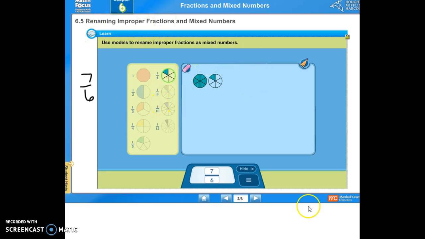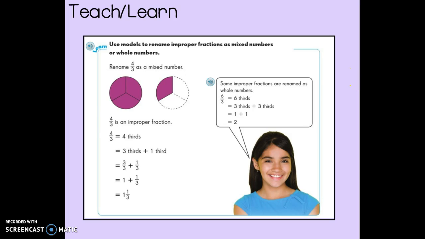Now, if I want to rename that as a mixed number, I can very easily see I've got one whole and I've got 1/6 over here. So 7/6 is equivalent to 1 and 1/6. Today we're going to look at how I can use this improper fraction and use division to come up with this same answer. So let's look at an example.